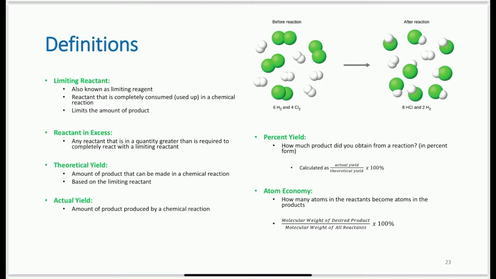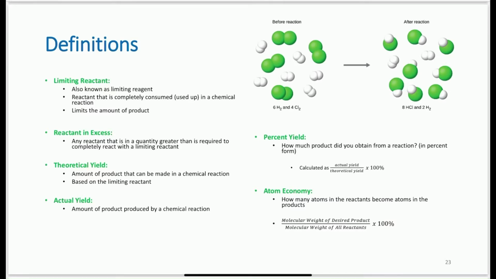To measure the efficiency of a reaction, we have 2 different things we can do. We can calculate percent yield and we can calculate atom economy. More commonly, what you're going to see is calculation of percent yield. Percent yield looks at how much product you obtained from a reaction in percent form. It's calculated by taking your actual yield divided by your theoretical yield and multiplying this value by 100%. So percent yield only looks at how much you actually made of your desired product divided by how much you theoretically believed you could make of that product.